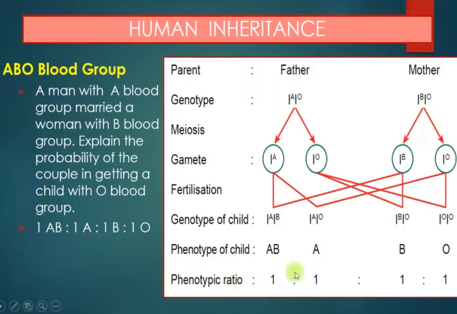The phenotype ratio refers to 1 blood group AB to 1 blood group A to 1 blood group B to 1 blood group O. So that is referred to as the phenotype ratio, the phenotype ratio of a couple to get a child with an O blood group.